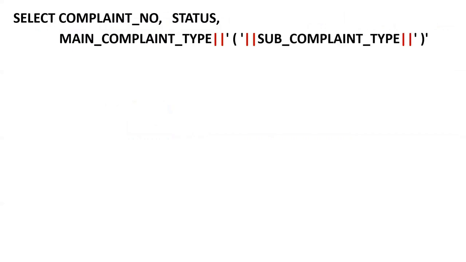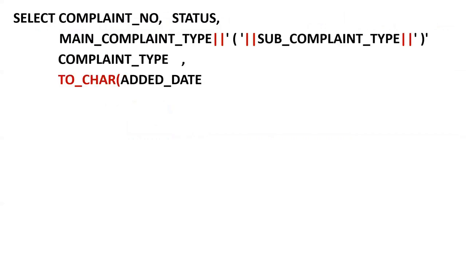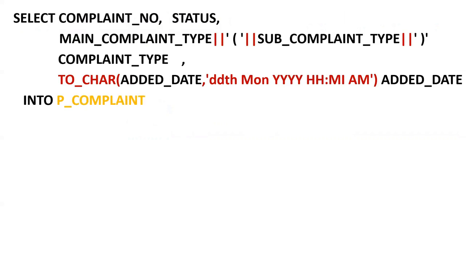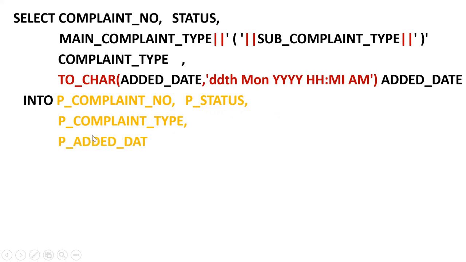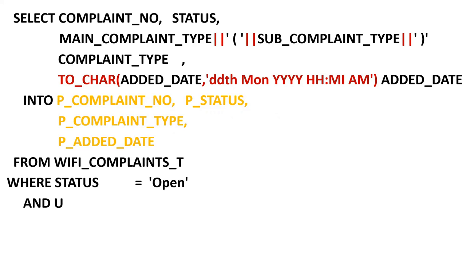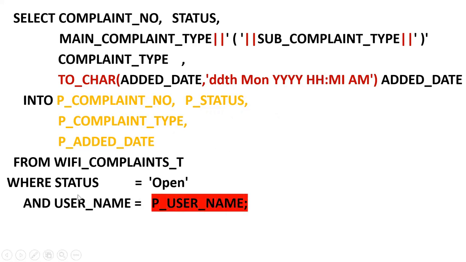So begin. Okay, so we are using a select statement. Remember, in a select statement in PL/SQL, we can't directly use select; we should go for the into clause. So first, p complaint number, status, complaint type, added date, from Wi-Fi complaints. There are so many records, but we want a specific record. That is, we want the open status condition, and the username, like what the user entered; for that username only we need to get this.